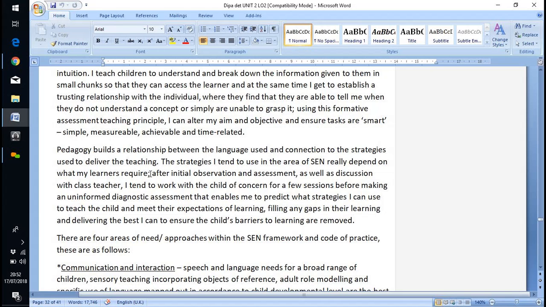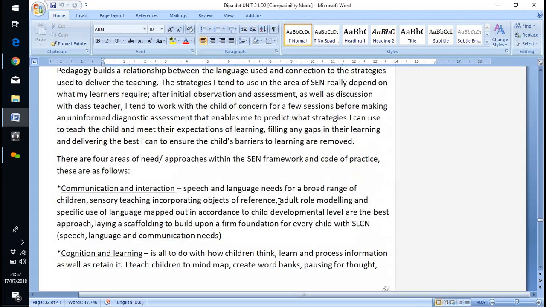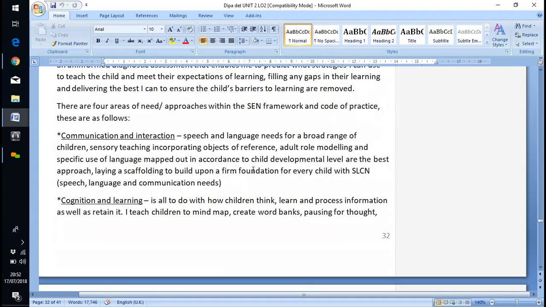Yeah, what your learners require. It's all assessment and discussion, etc. Interaction. Yes, speech and language needs of a broad range of children, sensory teaching, incorporating objects of reference, adult role modelling, specific use of language. This is exactly right.